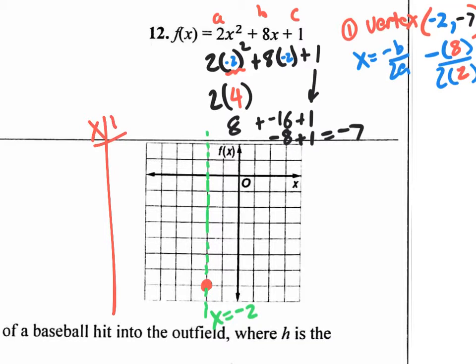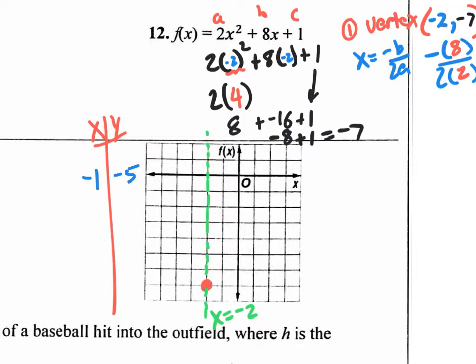And when I go to an XY table, which values would be good to plug in? You want to plug in 2 numbers that are on the same side of the axis of symmetry. Negative 1 and 0 is great. Okay, so let's do negative 1, and let's do this together in our heads here. Negative 1 squared is positive 1, right? What's 2 times 1? 2. So we have 2 right here. 8 times negative 1 is negative 8. 2 plus negative 8? Negative 6. What's negative 6 plus 1? Negative 5.